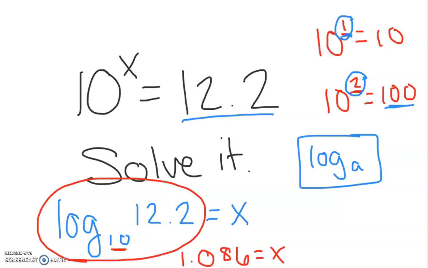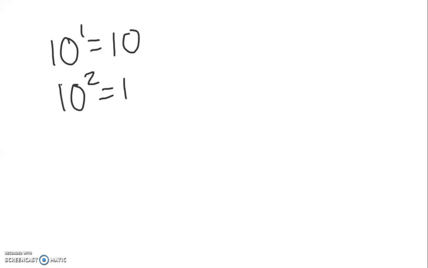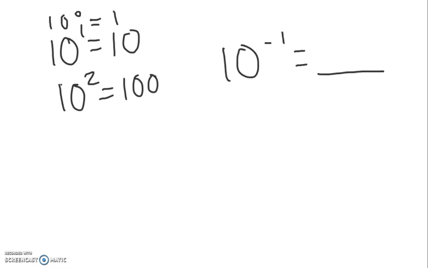All right. Another thing real quick. On the quiz, don't forget about negative exponents. So when you have 10 to the first power, that's 10. And when you have 10 squared, that's 100. But what's 10 to the 0 make? Well, that's just 1. But 10 to the negative 1 does not equal a negative number.